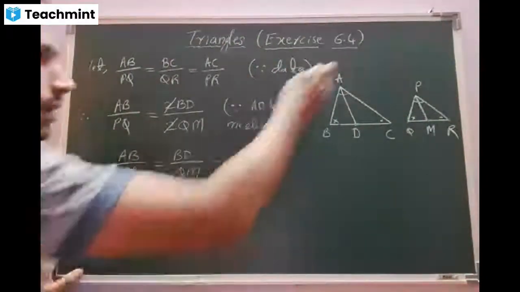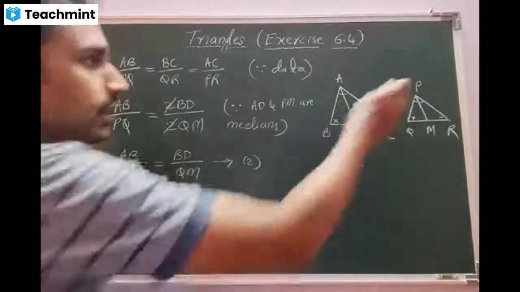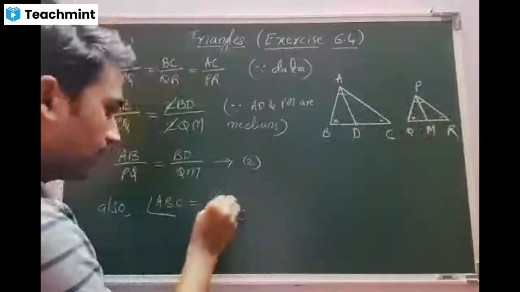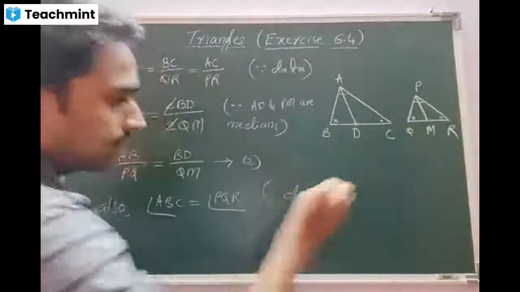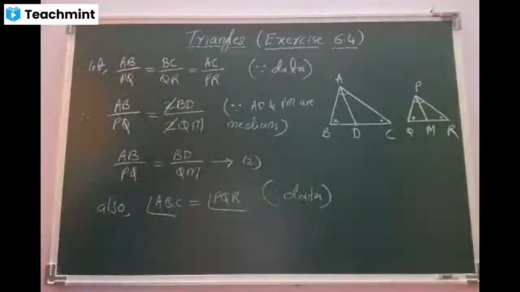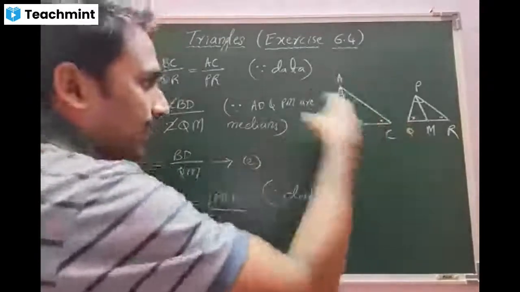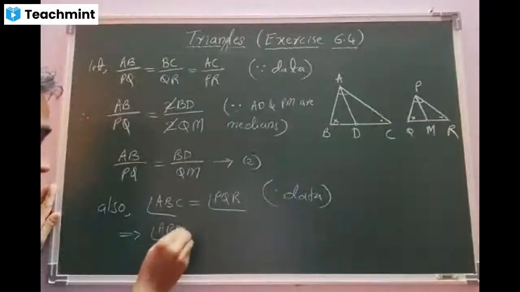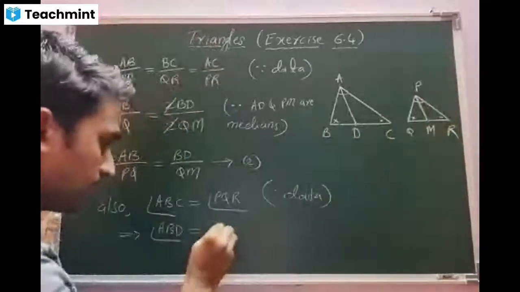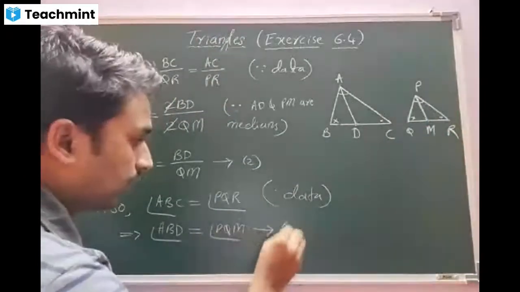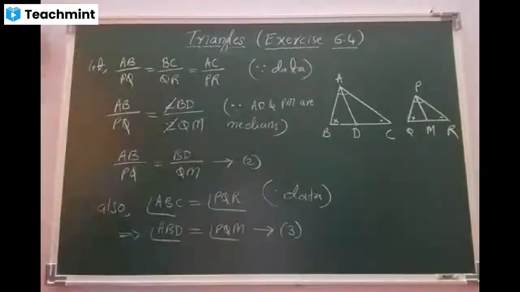Also, angle ABC is equal to angle PQR. It is also data because the bigger triangles are similar. Am I right, beta? It implies that angle ABC can be written as angle ABD, and angle PQR can be written as what? PQM. Call it as equation 3, beta. Quick, write it fast.